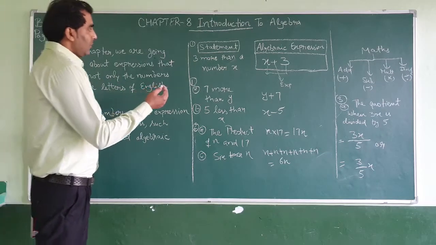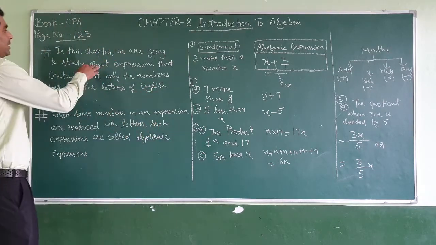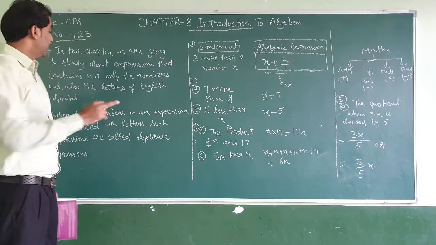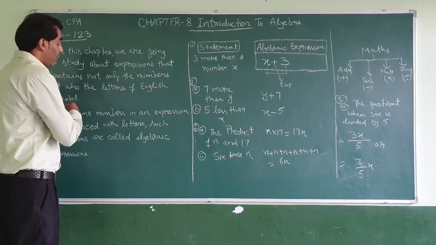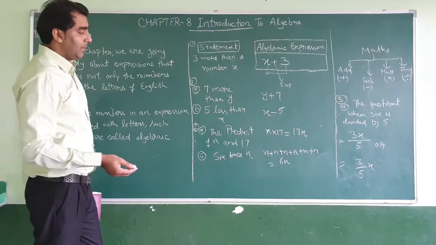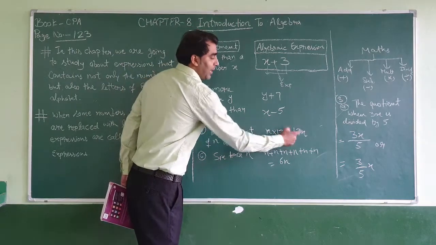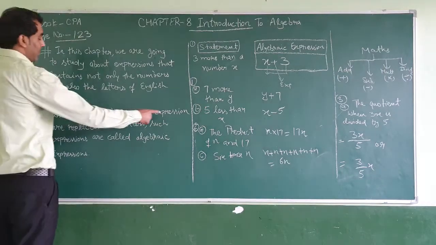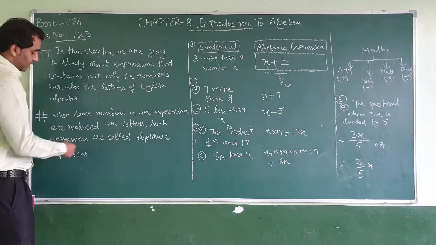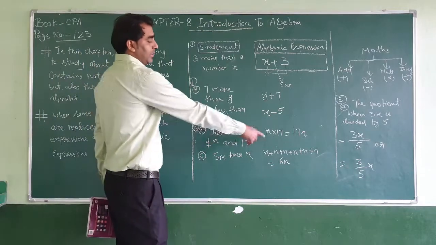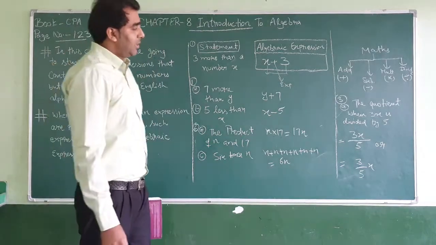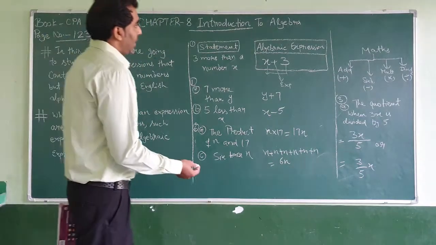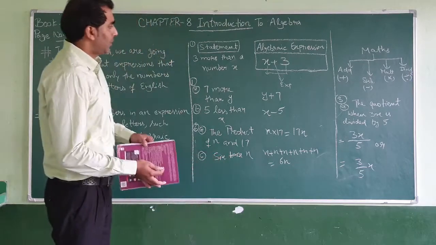So this is the definition. What are algebraic expressions? In this chapter we study expressions that contain not only numbers but also letters of the English alphabet, where some numbers in expressions are replaced with letters. I hope you have understood the definitions of algebraic expressions and questions 1, 2, 3.